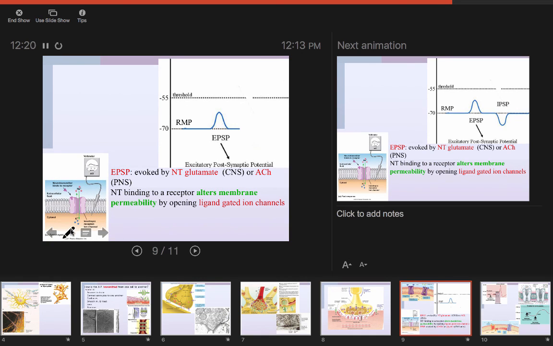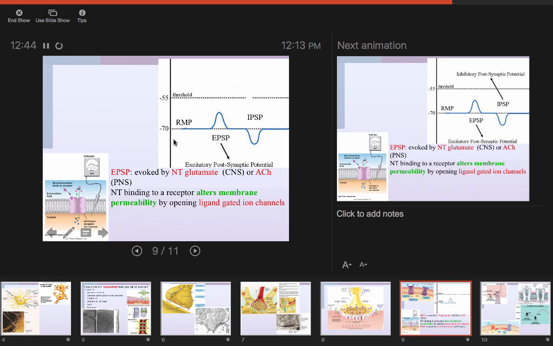And here we can see a little bit of a detail of a ligand-gated ion channel as the neurotransmitter binds here. The channel opens up, sodium diffuses into the cell, potassium diffuses out, and while you might think that those two things would balance each other out, there is a stronger force acting on the sodium, and so more sodium enters the cell, and we do get a depolarization or an EPSP.